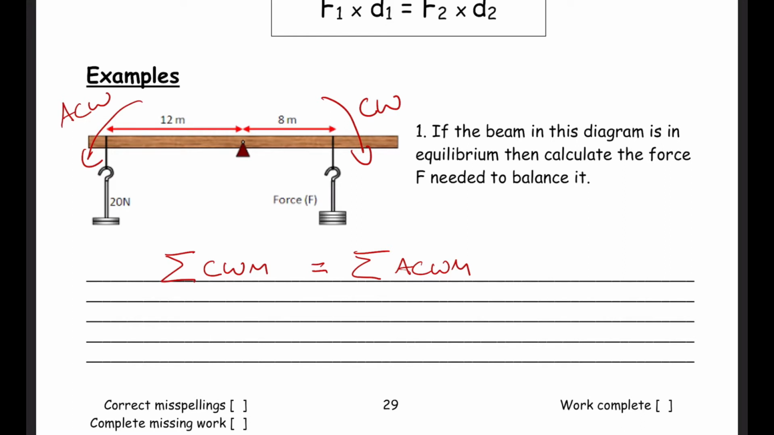The next step is to annotate your diagram, labelling up the forces and the distances with simple ways of writing them down like F1, D1, F2, D2. Try to keep the numbers of the corresponding forces and distances the same. So you can see that F1 and D1 are a pair and F2 and D2 are a pair. And if there are more forces, this avoids confusion later on.